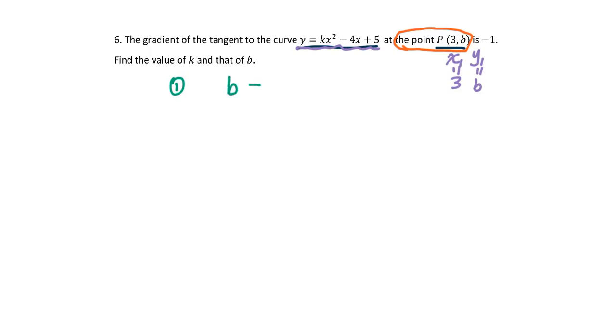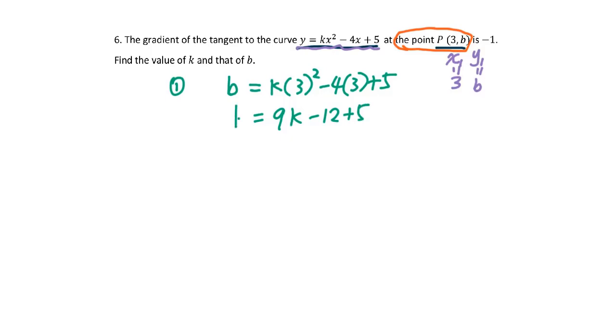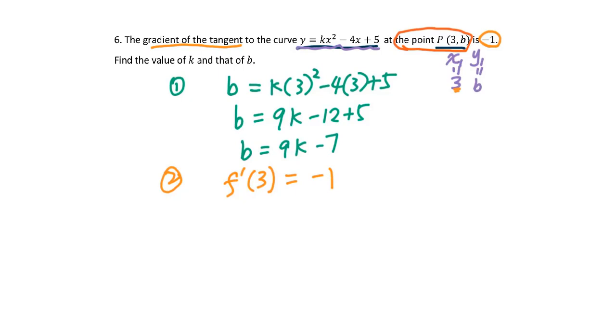That is b equals k times 3 squared minus 4 times 3 plus 5. That will be 9k minus 12 plus 5. So b equals 9k minus 7. And according to the second piece of information, they said the gradient of the tangent is negative 1 when x equals 3. In other words, we know the derivative f prime of 3 will be negative 1.